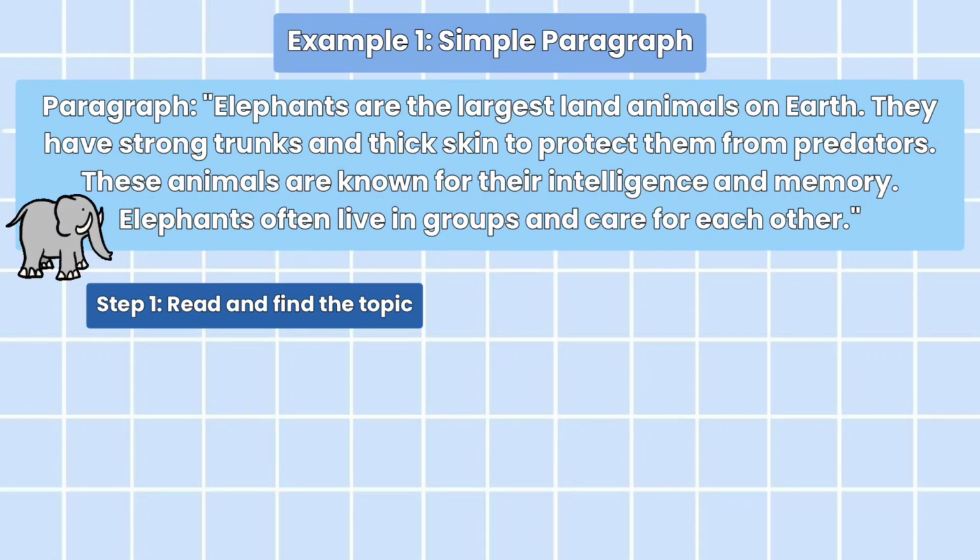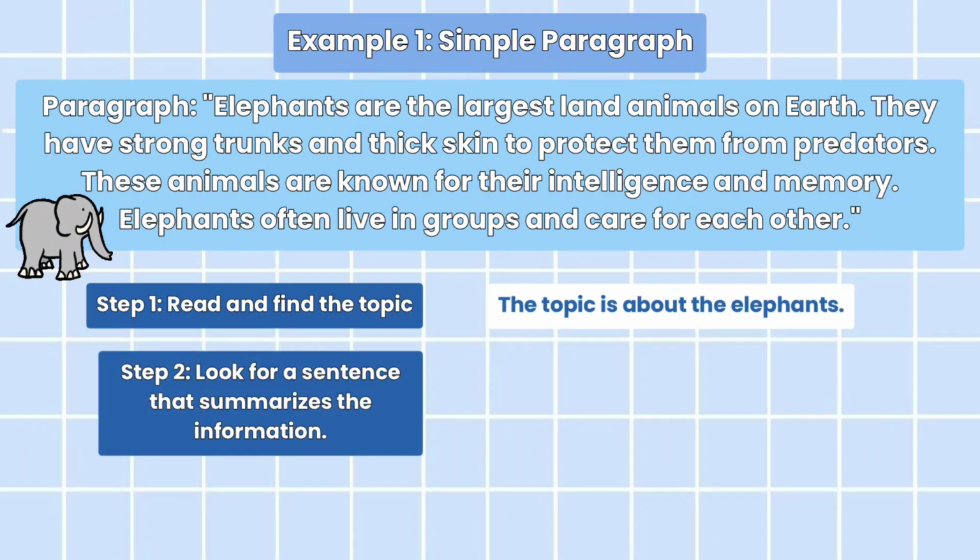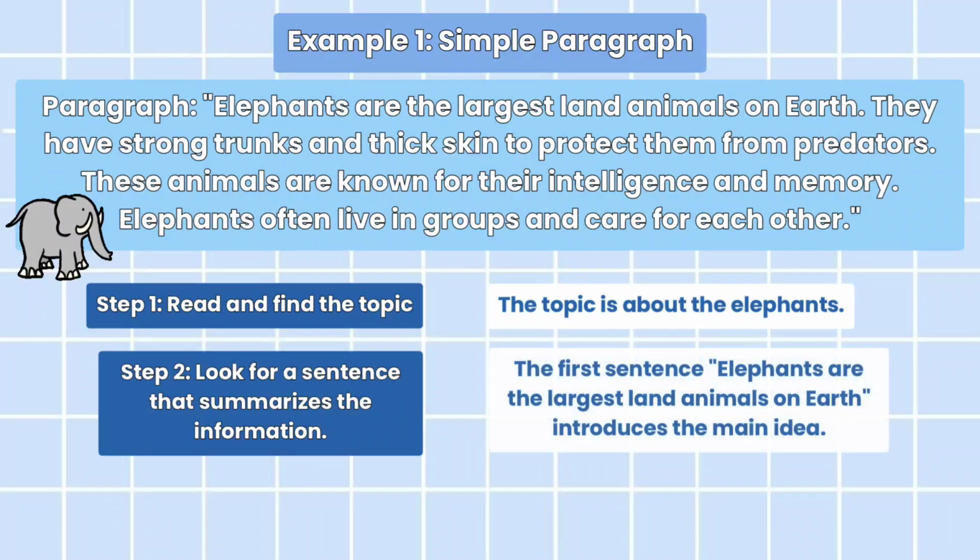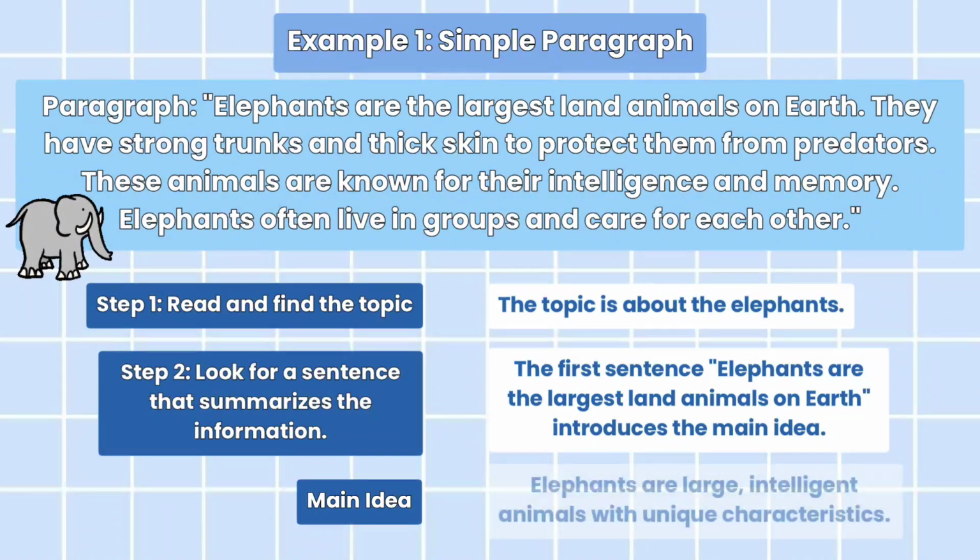Step 1. Read and find the topic. So the topic here is about the elephants. Step 2. Look for a sentence that summarizes the information. The first sentence, elephants are the largest land animals on Earth, introduces the main idea. So if you summarize the text in your own words, the main idea would be: elephants are large, intelligent animals with unique characteristics.